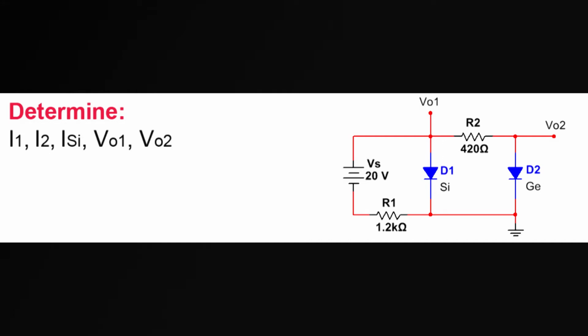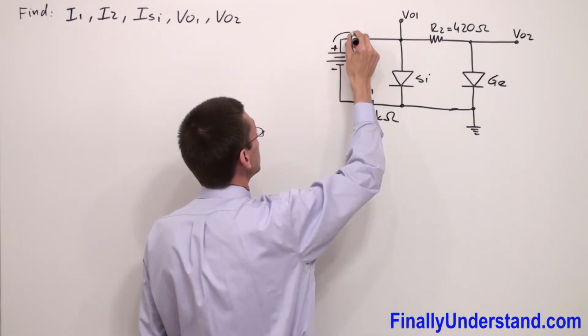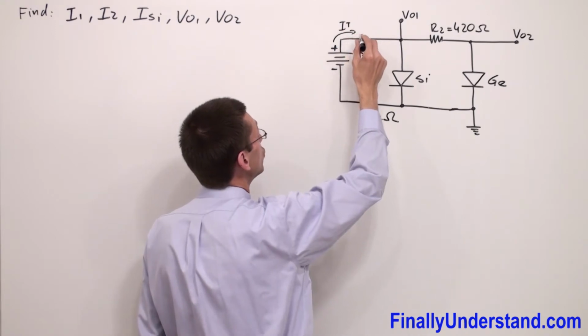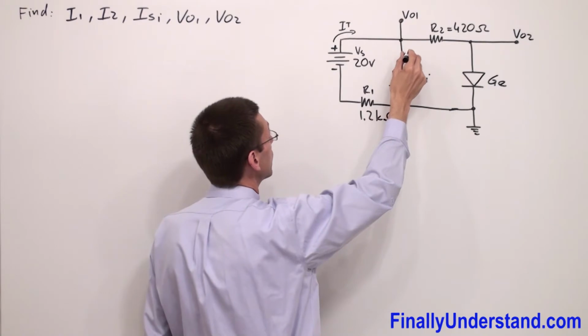We have another example on the board. Now, first, you're supposed to look at the polarity of your diodes and the power supply. Please notice that this power supply is going to push the current in this direction, I total. This current is going to theoretically split into two currents, right?